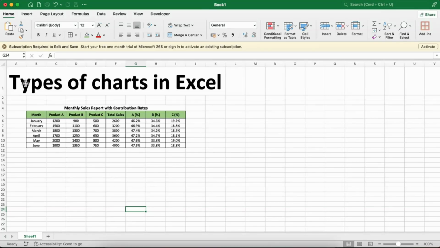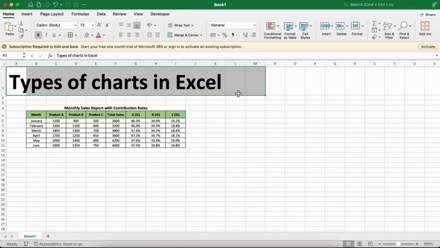In Excel, there are many different types of charts available to help visualize data clearly and effectively. Charts allow us to present data in a way that makes it easier to understand and analyze. One of the most common types is the column chart. A column chart uses vertical columns to compare values across different categories. It is especially useful when you want to show differences between distinct groups.